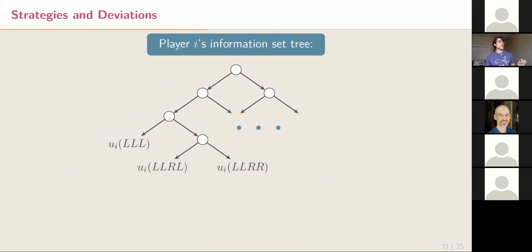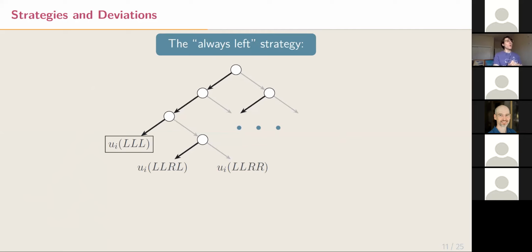So here I'm showing a different game, just an arbitrary example game. And here I'm just showing player 1's information set tree. We have 3 outcomes here. And so now I want to show you what a strategy looks like in this game. So for example, here's the always left strategy. We just have arrows pointing all left, and eventually the player ends up in the LLL terminal history and gets the utility there.